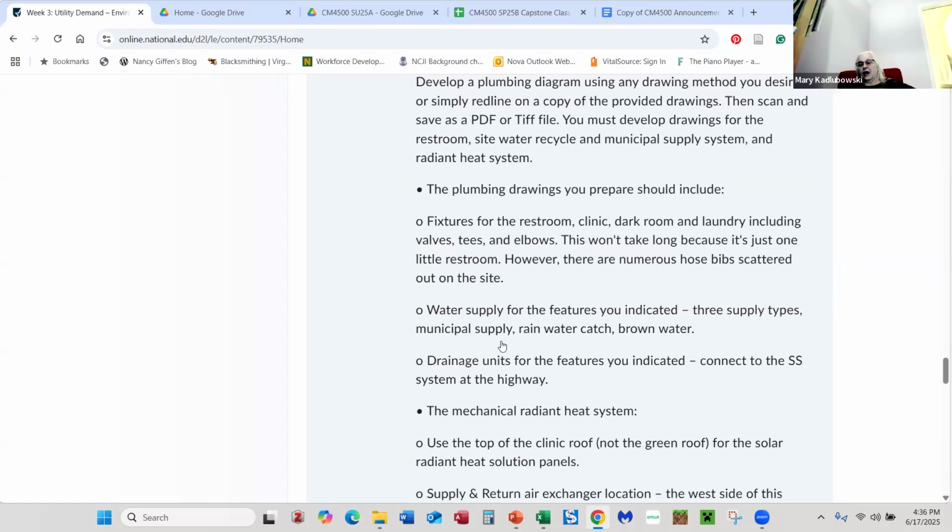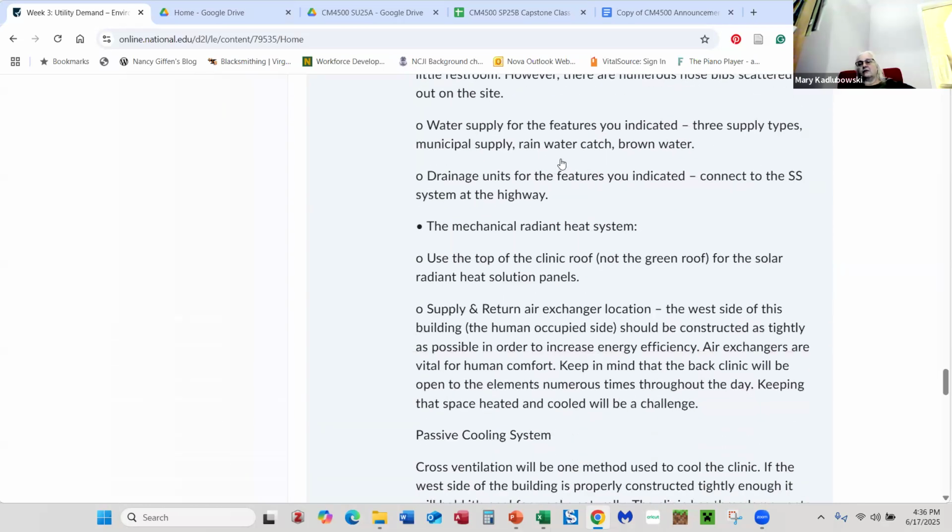So we talked about the water supply for the features. You've got the municipal supply, the rainwater catch and the brown water. We're just going to say that brown water goes to the biofuel generator. And for rainwater catch, you can put rain barrels at your downspouts. You're really only going to use that for watering plants and stuff. You don't want to give that to animals.